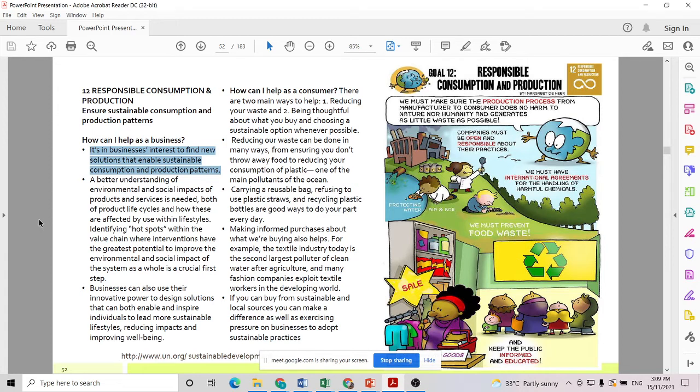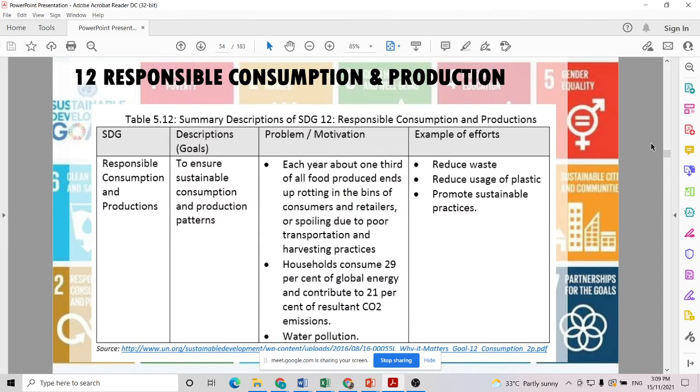And then the engineers found a new refrigerant, starting from R134A. And currently we have the refrigerant R32. Which means that the refrigerant materials have improved to meet sustainability, to meet cleaner energy. So that's an example. So what is the effort? It is to reduce the waste, reduce the plastic, and promote sustainable practices.